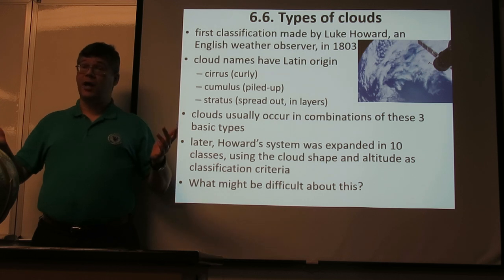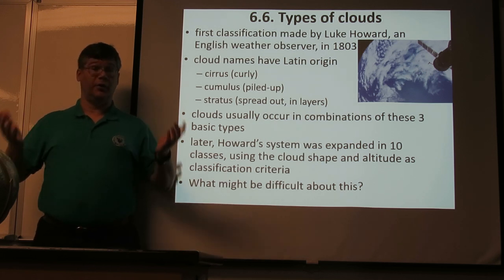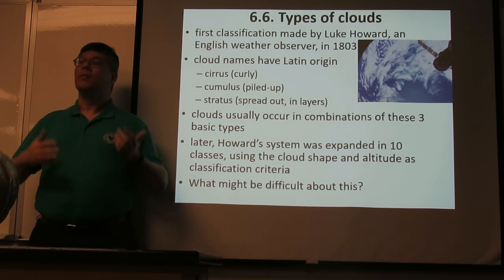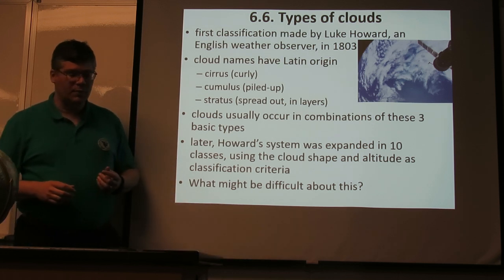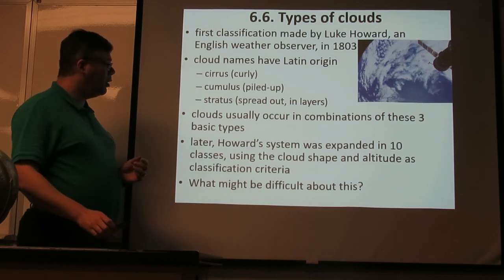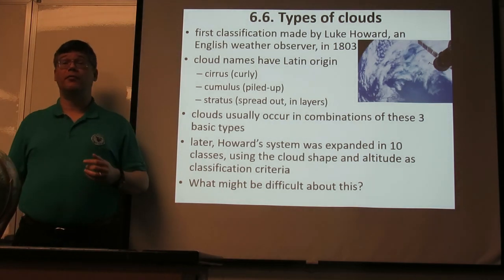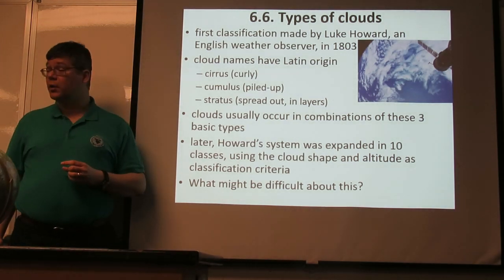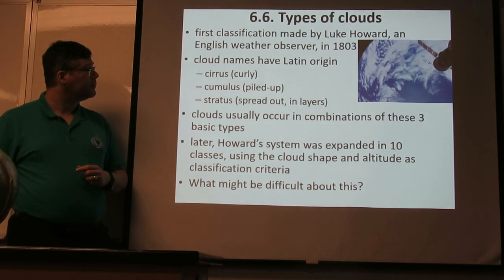Also, conveniently, it turns out that clouds at different heights do tend to look different. So just by looking at them, at the shape, we can tell something of which type of cloud we're looking at. We don't have to have some way of directly measuring the height in order to give it its category.